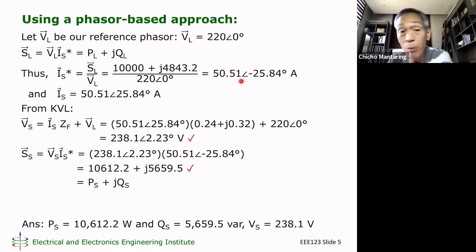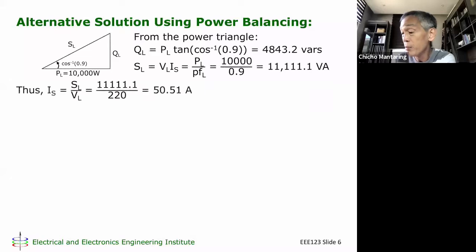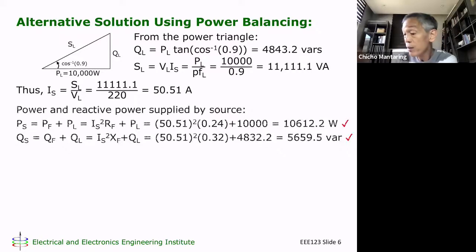Except that earlier, we computed for it as a phasor. So dito, kinompute natin as 50.51 at an angle minus 25.84. But dito, we're only interested in the RMS value, so that's just 50.51 amperes. Okay, now, we can get the power and reactive power supplied by the source using power balancing.